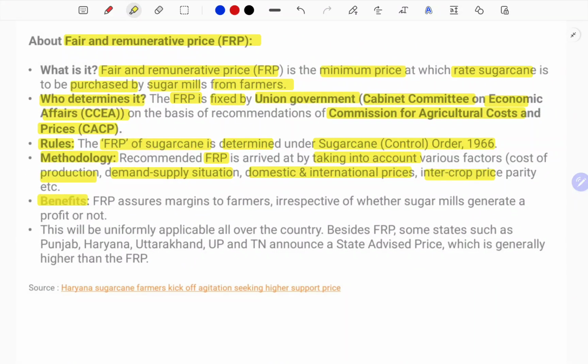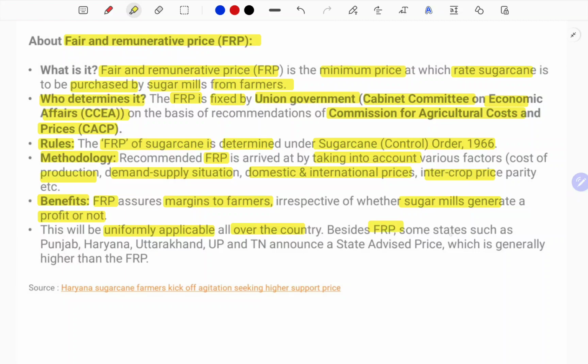And what are the benefits of this FRP? FRP assures a margin to farmers irrespective of whether a sugar mill generates a profit or not, which means from the farmer's perspective, it helps regardless of the profit or loss of a sugar mill. And this is uniformly applicable all over the country.